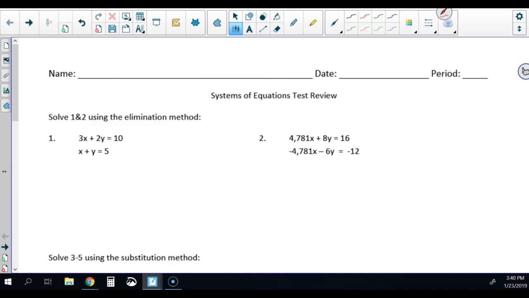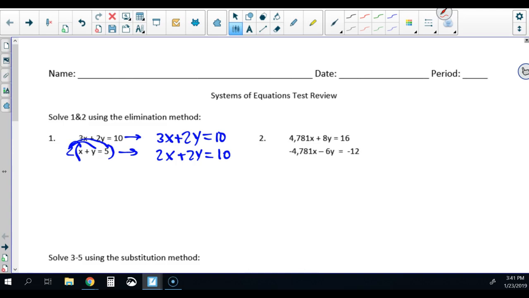I'm going to take the bottom equation and multiply it by 2 because I want the y's to match up. That'll give me 2y on the bottom to match with 2y on top. So the top equation stays 3x plus 2y equals 10. The bottom equation is going to become 2x plus 2y equals 10. Don't forget to distribute the 2 across the equal sign as well.